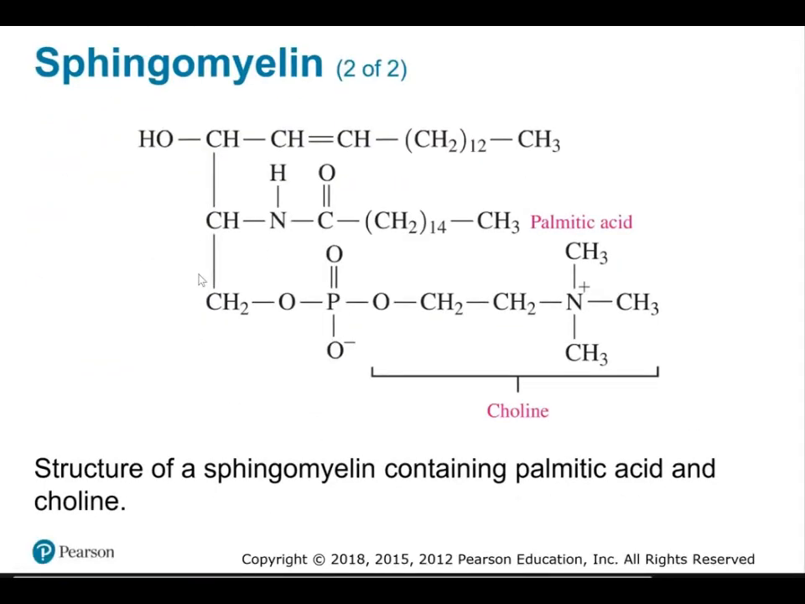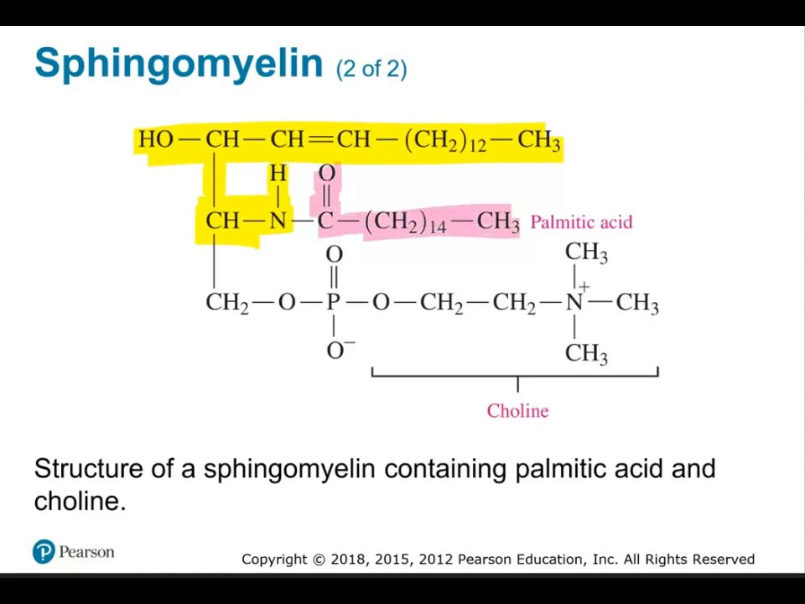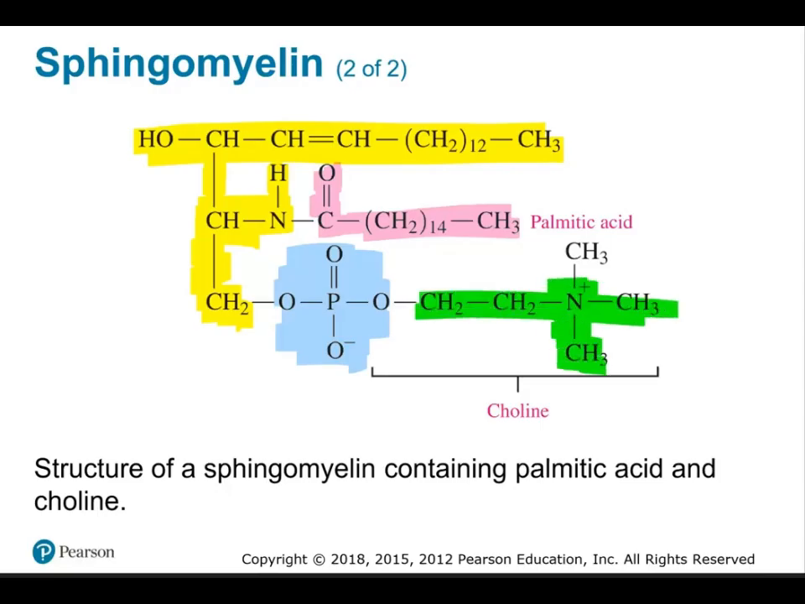So the sphingosine, let's highlight where's what. So this part is sphingosine. Okay? This part is the palmitic acid. Well, I need to add a little bit more to sphingosine. It's also sphingosine. That central part is phosphate. And this is the amino alcohol called choline. Okay?